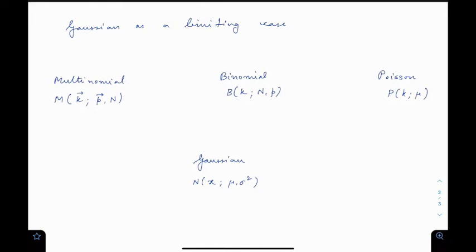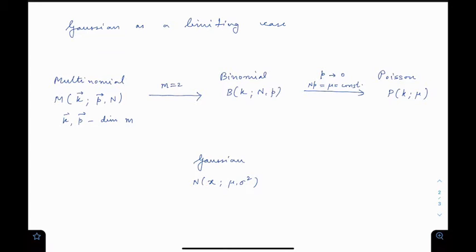So in the case of the multinomial, k and p have dimension m. So if we take the limit of m equal to 2, then from the multinomial we get to the binomial. Similarly, take the limit of p tending to 0, but np equal to mu as constant, then that takes us from the binomial to the Poisson.